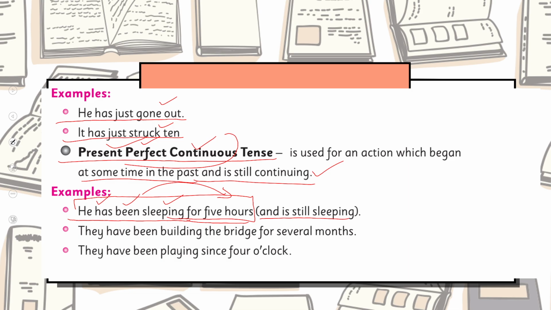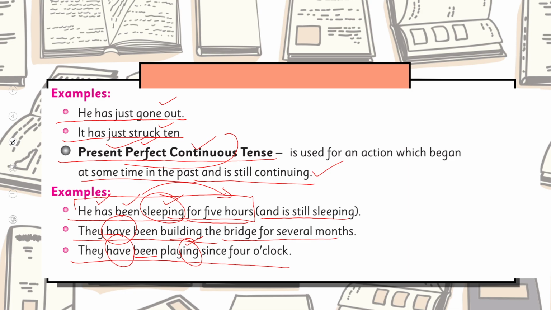He has is our present, been is talking about the perfect action, and continuous is sleeping, where he is still sleeping. Next one is they have been building the bridge for several months. They have been playing since 4 hours. Have tells us that it is in the present form. And this been tells us this is perfect, and ing tells us that this is an action that is still going on. So present perfect continuous tense is very much clear over here.